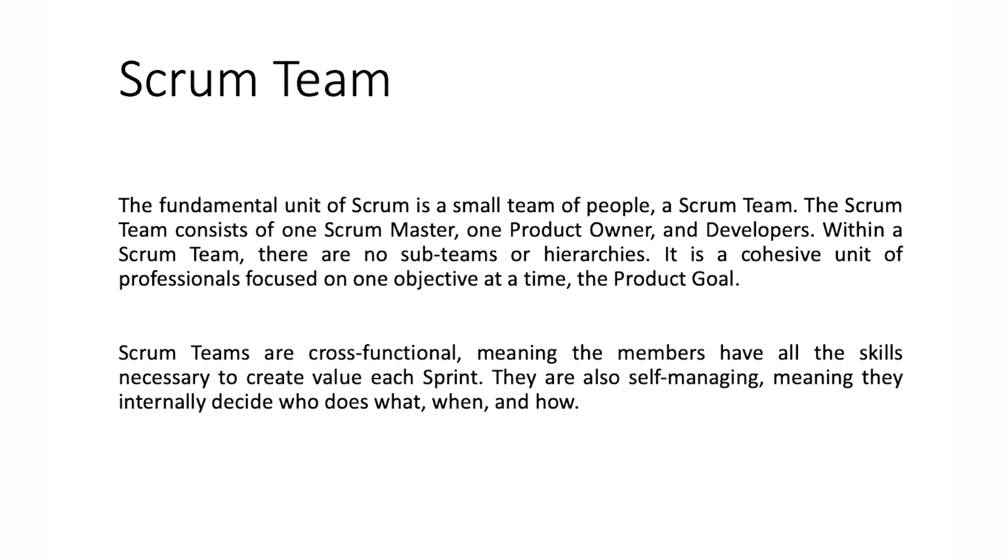So it is a fundamental unit of Scrum, which is a small team of 8 to 10 people, and it consists of 1 Scrum Master, 1 Product Owner, and developers. So there are no sub-teams or hierarchies in the Scrum team. It is a cohesive unit of professionals focused on one objective at a time, the product goal. So Scrum teams are cross-functional, meaning the members have all the skills necessary to create value at each sprint, and they're also self-managing, self-disciplined, meaning they internally decide who does what, when, and how.